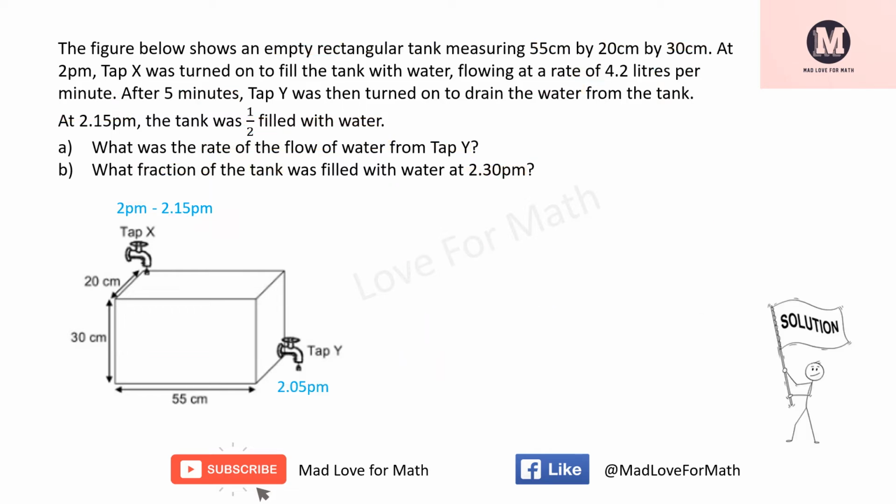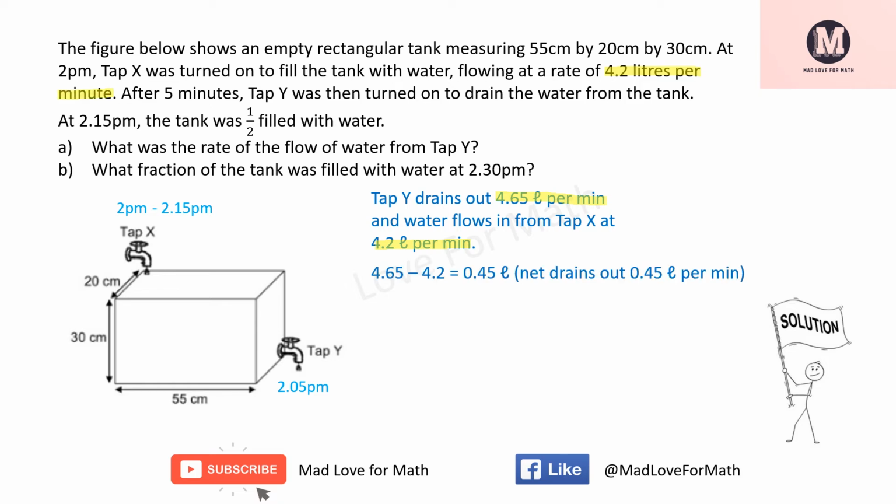So we have seen from our previous answer from part A that tap Y drains out 4.65 liters per minute and water flows in from tap X at 4.2 liters per minute, which is from the question here. So this means that in 1 minute, we have a net draining out of 0.45 liters. And so we get that from 4.65 subtract away 4.2, which is 0.45 liters. Because tap Y drains out at a faster rate than tap X.